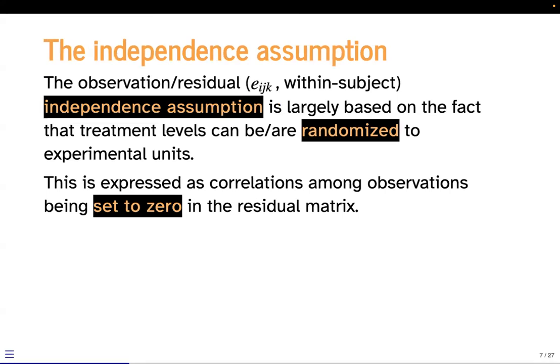Now, if we think about it, the assumption that our residuals, so the EIJK, are independent of one another is largely based on the fact that we can randomize those treatments to the experimental units. And that's what gives us, right off the bat, that assumption of independence, because you can randomize, right?